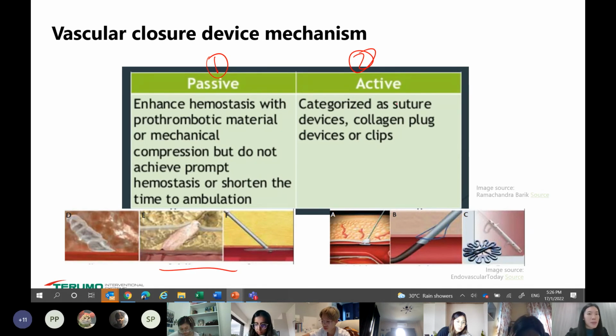But for active mechanism, they actually close the puncture site actively. Basically, it makes the puncture site smaller using suture or using a sandwich mechanism or a clip like what you saw just now. And basically this all helps to replace manual compression. And there's a lot of ways, as you can see here, to do it, and it's very hard to standardize and describe, so I will not be trying to do that here.